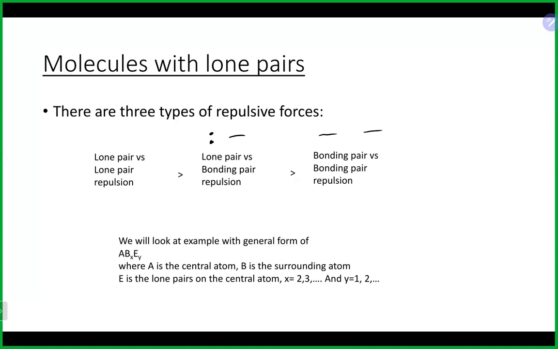The worst possible scenario in terms of electrons being near each other is non-bonding electrons near non-bonding electrons. You have dots near dots, and they absolutely, positively do not want to be anywhere near each other. So they will try to get as far away from each other as possible.